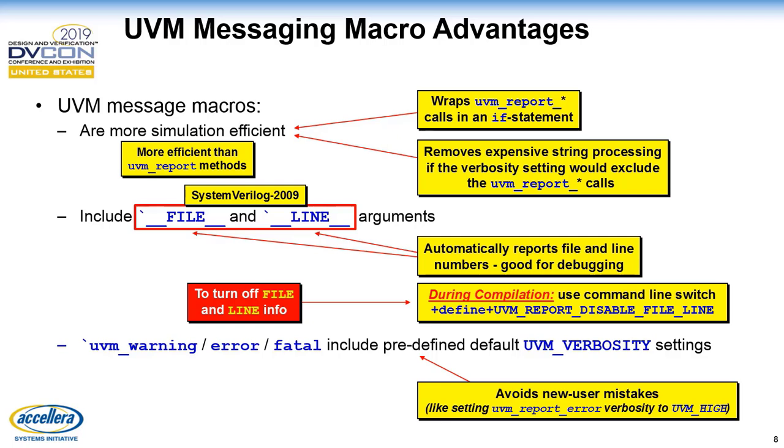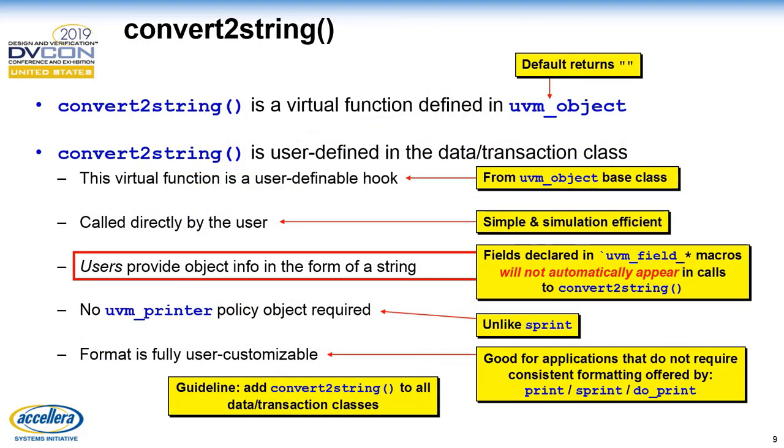They also include these macros that we added to the 2009 SystemVerilog standard. These macros were the _file, _line. And so this will help you to report what file is printing this and what line number it is coming from. If you think that that's a little too verbose, then during compilation, you just need to turn on this switch here. You just define UVM report disable file line, and those will get turned off so it doesn't take up so much space when these are reporting. But UVM warning, UVM error, UVM fatal include the predefined default UVM verbosity setting, and it happens to be UVM none.